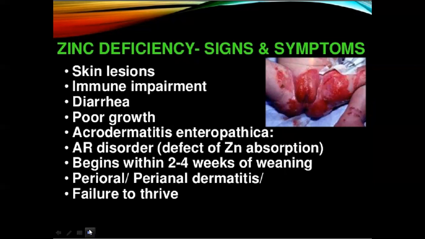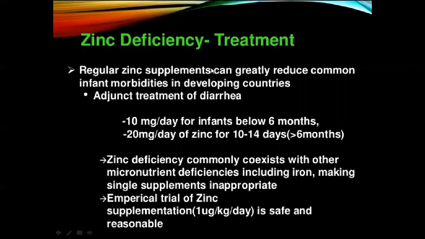And zinc deficiency treatment: regular zinc supplements can greatly reduce common infant morbidity in developing countries. Adjunct treatment of diarrhea: 10 mg per day for infants below 6 months and 20 mg per day of zinc for 10 to 14 days in infants above 6 months. Zinc deficiency commonly coexists with other micronutrient deficiencies including iron, making a single supplement inappropriate. Empirical trial of zinc supplement 1 mg per kg per day is safe for infants.